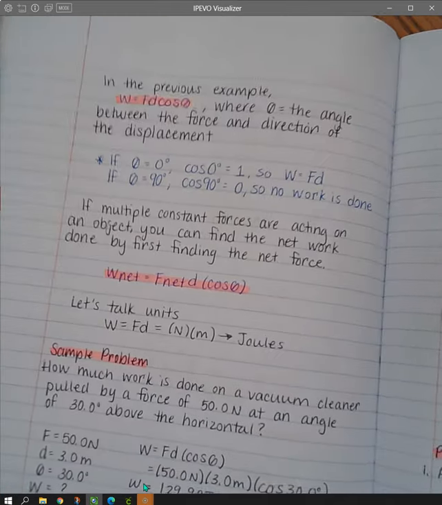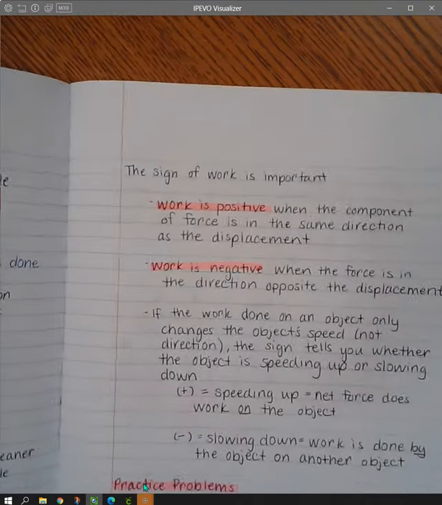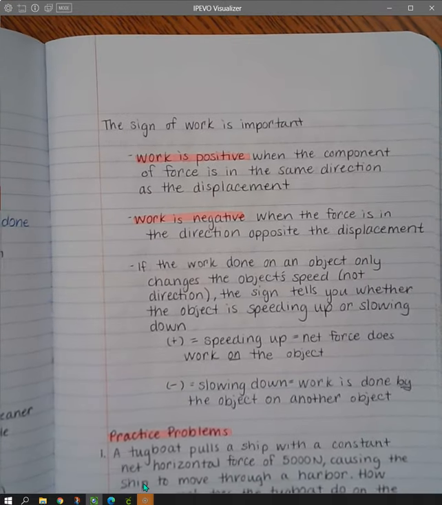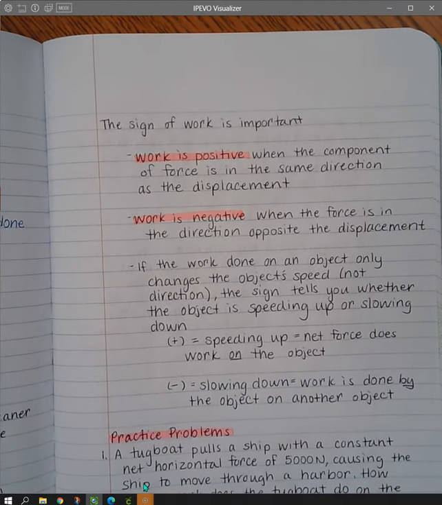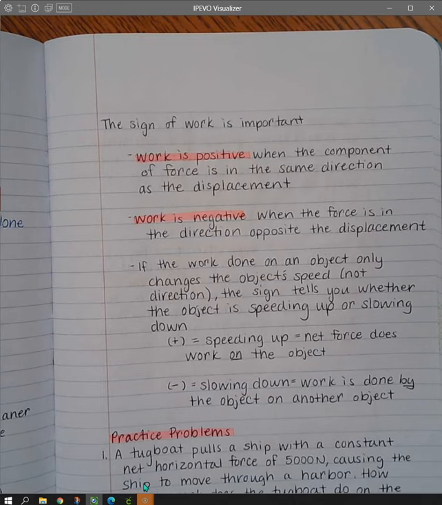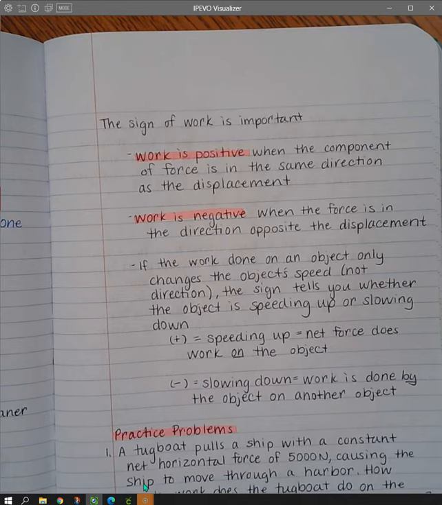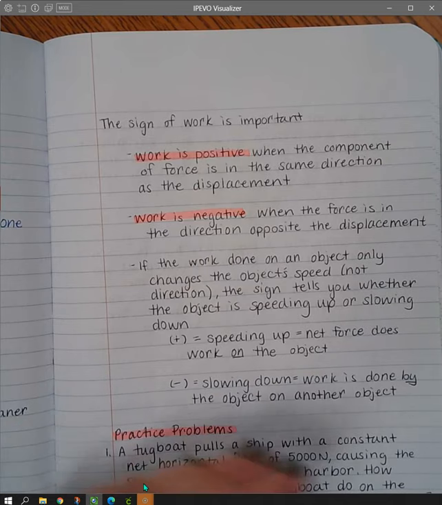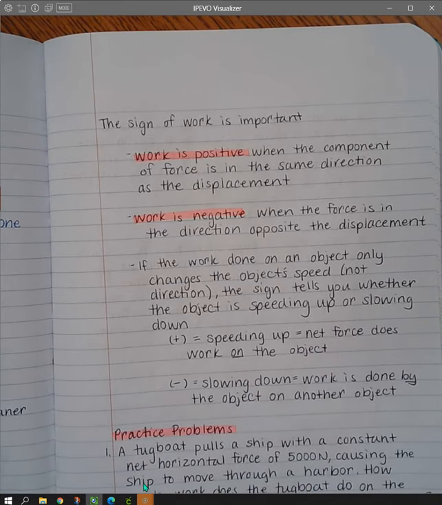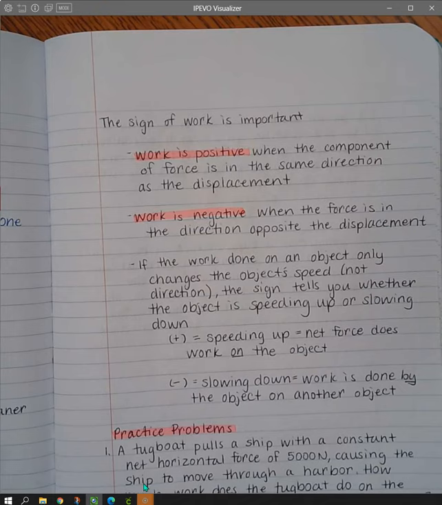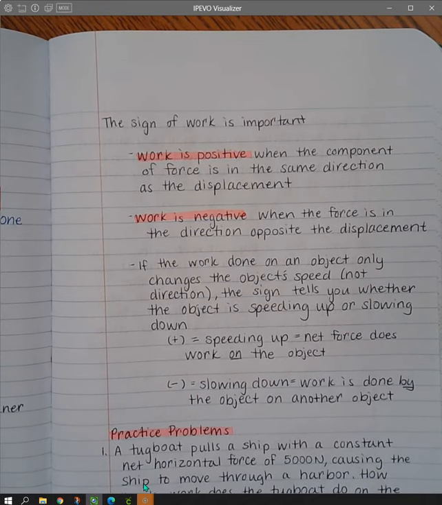One thing that I had not included in the notes, which I'd like to briefly touch upon today, and I will add this information into our notes, is that the sign of work is important. First of all, work is positive when the component of the force is in the direction of the displacement. So if you are pushing the same direction as the movement is happening, work is positive. If you are applying force in a direction that is opposite of the displacement, work would be negative.